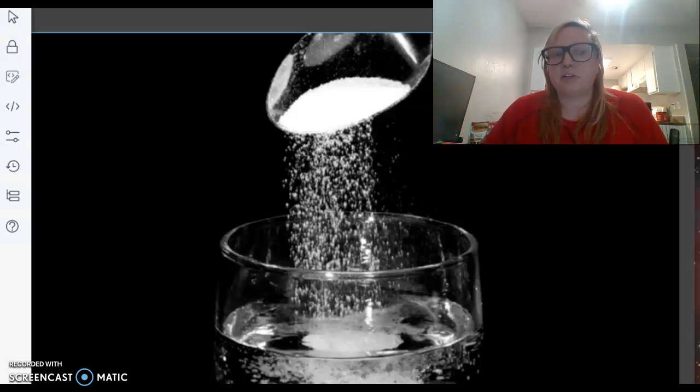If a hydrophilic substance such as salt is placed in a beaker of water, the salt will dissolve because the positive charge side of the water molecules attract the negative charge chloride ions, and the negative charge side of the water molecules attract the positive charge sodium ions.